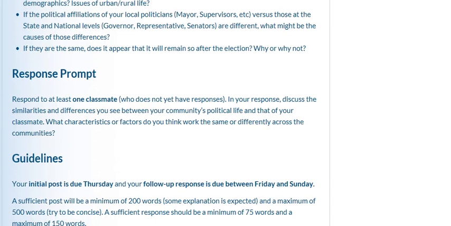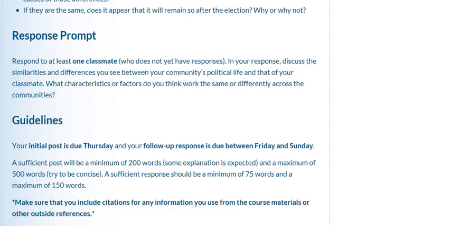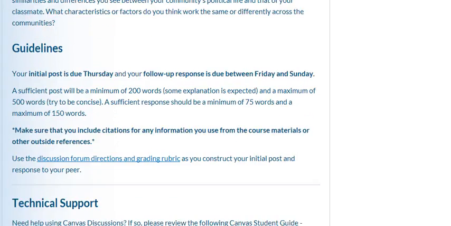So you're going to post that initial response and then respond to at least one other classmate. Your initial response is due by Thursday, as always, and your follow-up between Friday and Sunday.